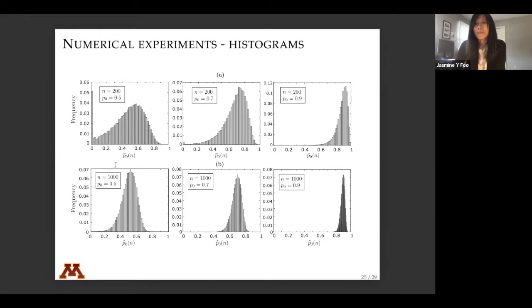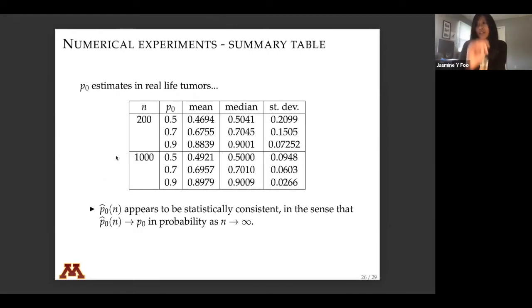Okay, these are some performance metrics for the estimator. We can see the mean, the median, and the standard deviation for the estimates for n equals 200 and n equals 1,000. These are summary statistics of the data on the previous slide. You can see that the standard deviation improves as n increases and as p increases.